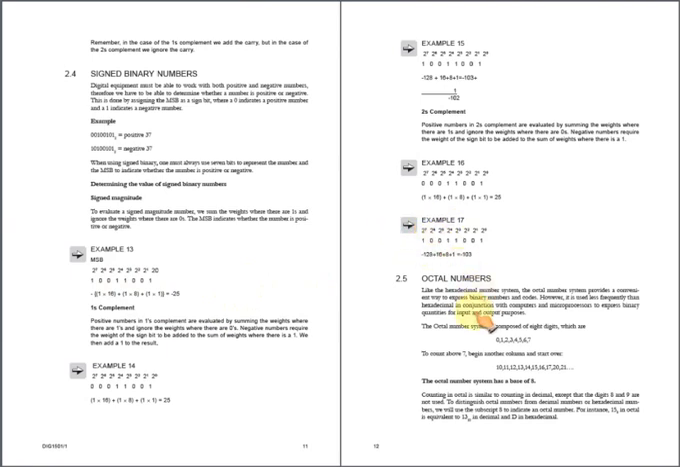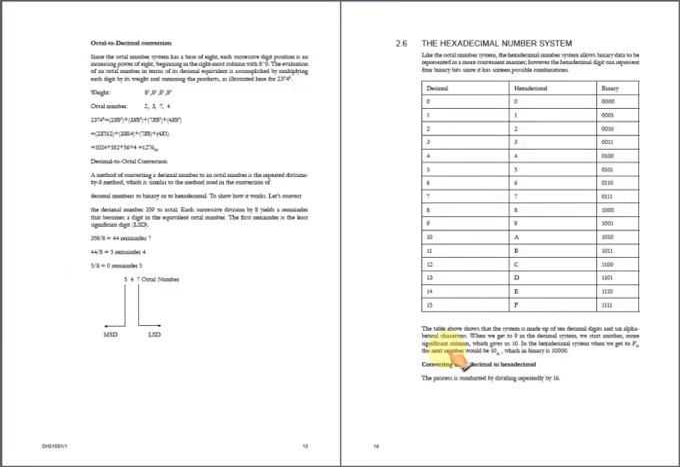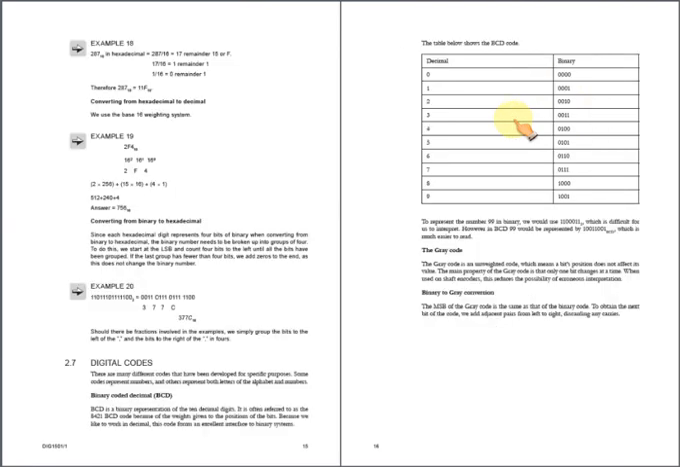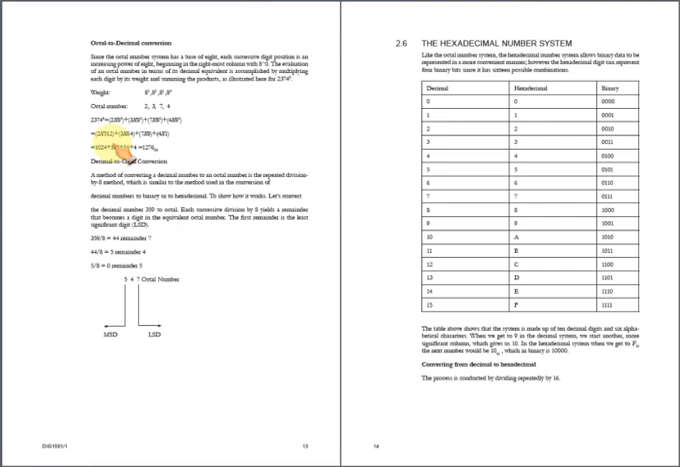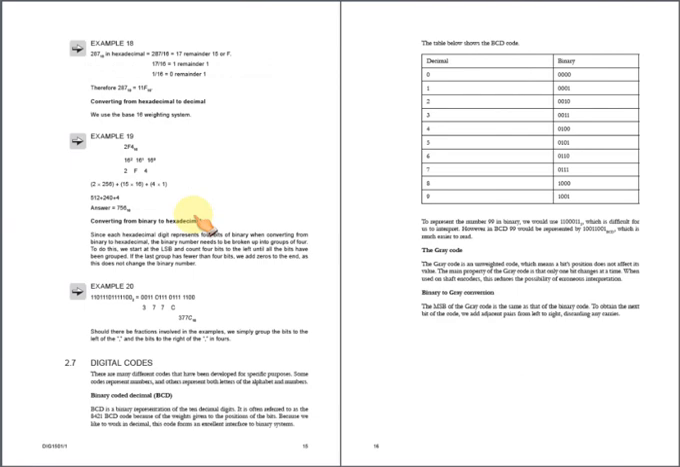Then also expect you to do octal numbers and convert from octal to binary, and from binary to octal. And also hexadecimal, same thing. You need to convert hexadecimal to binary and back again. So very important, converting binary to hexadecimal and also hexadecimal back to binary. And also same for octal, converting octal to binary and back again.